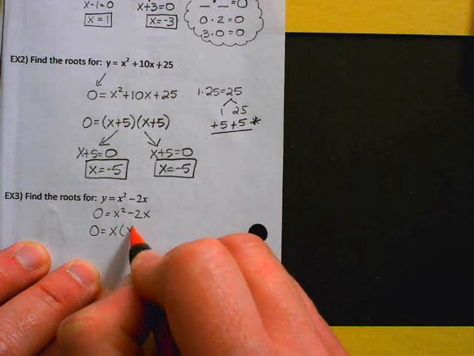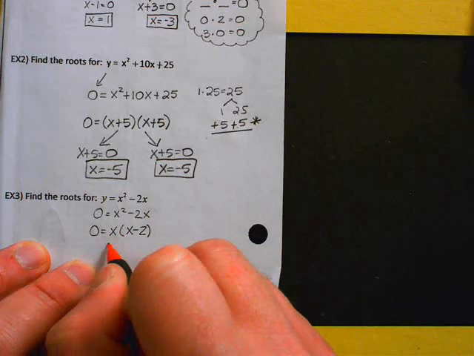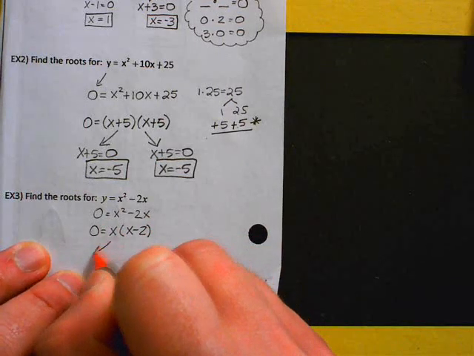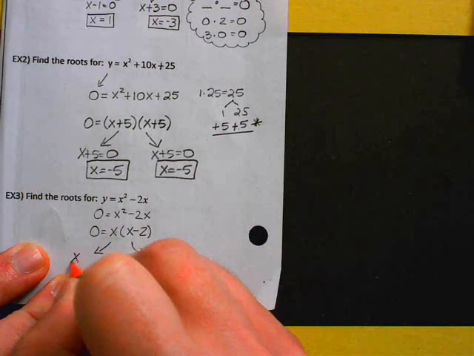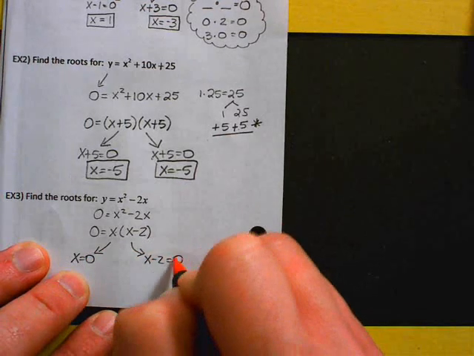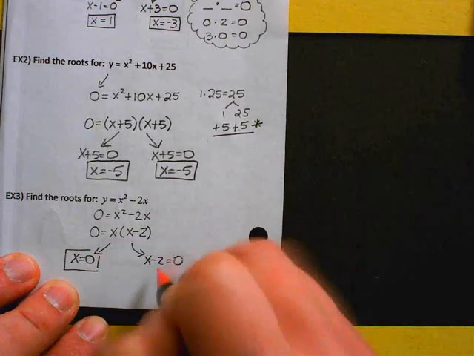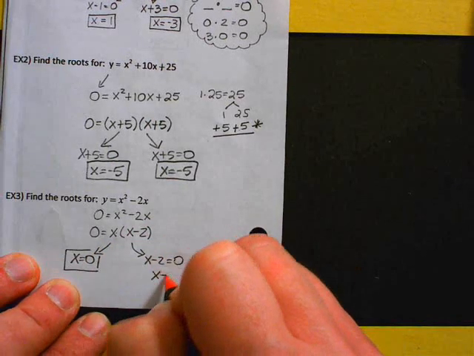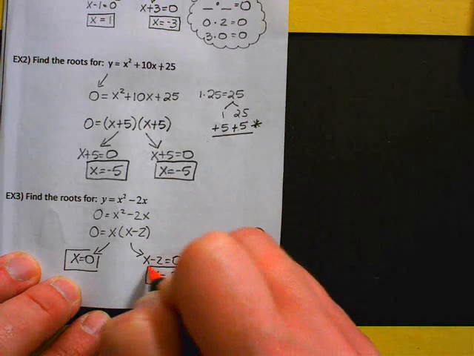Alright, so now this one, we're going to split them, and this is going to be x equals 0 and x minus 2 equals 0. Now this one, the x is alone, but this one we have to get the x alone, so move the 2 to the other side, and it becomes positive 2. So that means my answer is going to be 0 and 2.